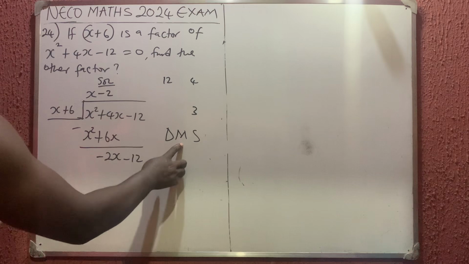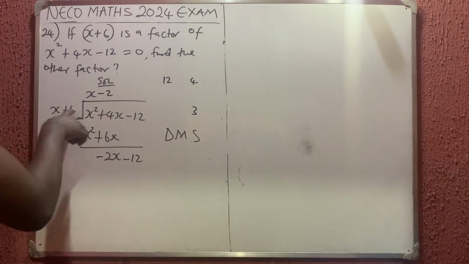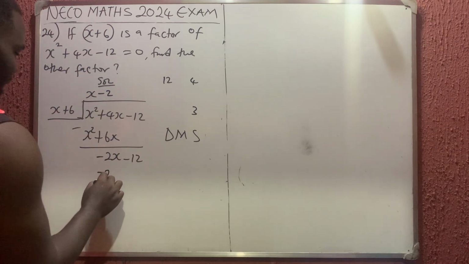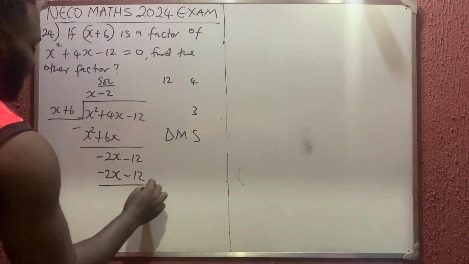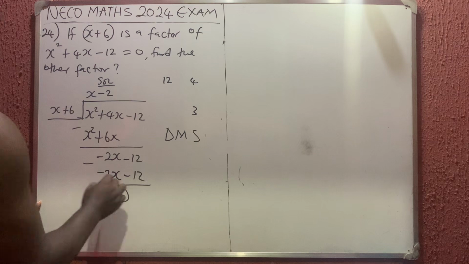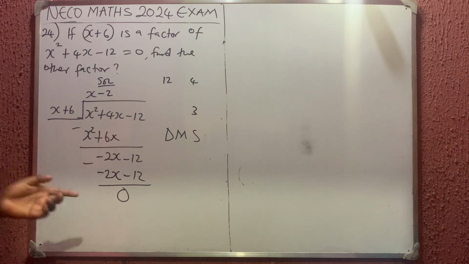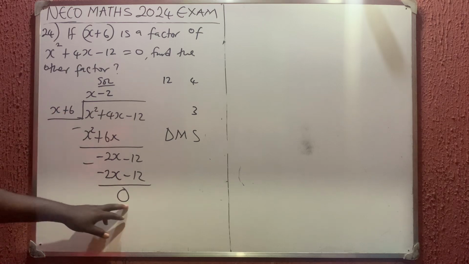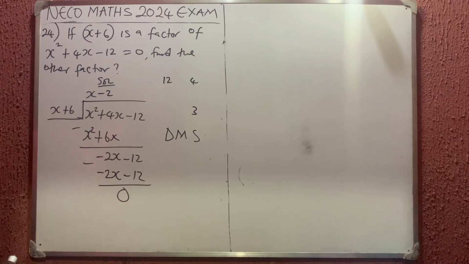We go to multiplication. Use the answer gotten from that division to multiply everybody on the left. So minus 2 times x gives minus 2x, and minus 2 times 6 gives minus 12. When you subtract, everything cancels, and we are having 0. So we stop. Remember, we are not stopping because we have 0 here, but because the remainder is less than the divisor.